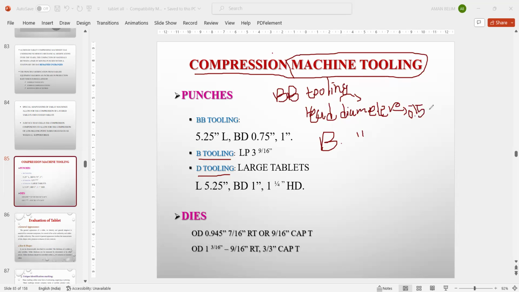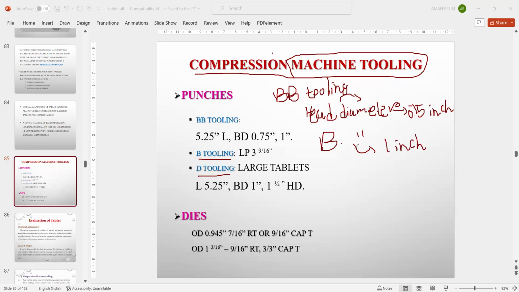0.75 inch. Okay. And the barrel diameter, that I have written as B. Okay. Barrel diameter will be 1 inch in case of BB tooling.